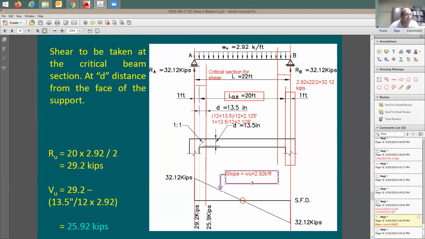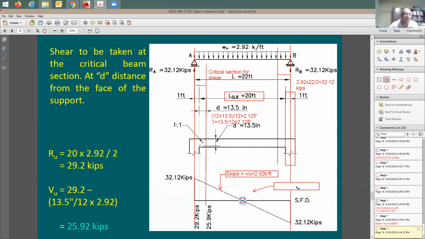Meaning, if you start here at 32.12, for each foot that you move in this direction, the shear diagram is going to be dropping down by 2.92 kip for each foot that you walk in this direction. So good. Let me confirm this. They said that this is going to be the 0 point. And I'm telling you here that for each foot that you walk in this direction, the amount of shear, which means this height, is going to be dropping by 2.92 kip per foot. Let me confirm the shear at this point. Is it true it's going to be equal to 0 or not?